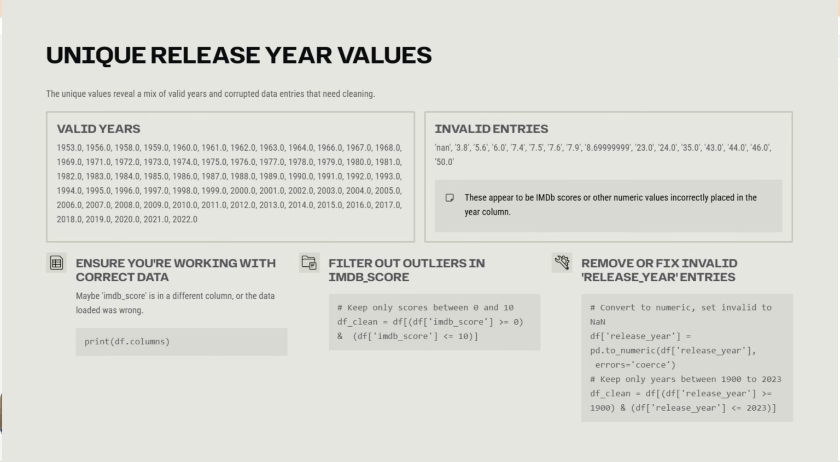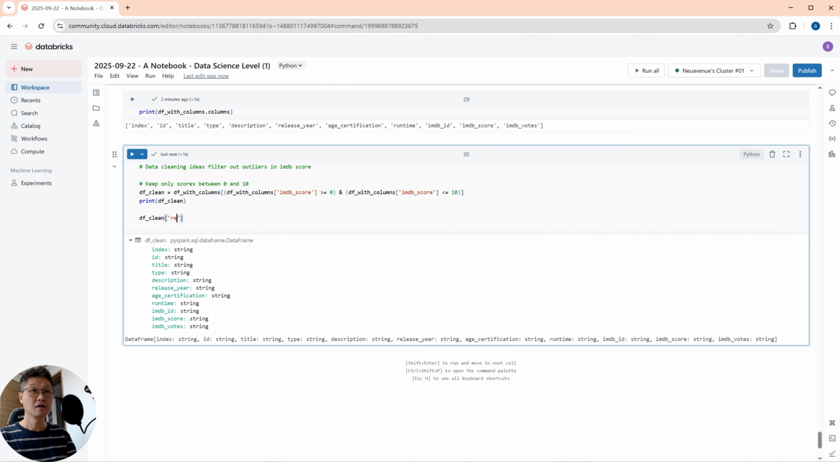So df_clean release year, here it is. It's changed to convert to numeric and set invalid to none. pandas to_numeric. The cleaner, this one, release_year, comma, errors, coerce.